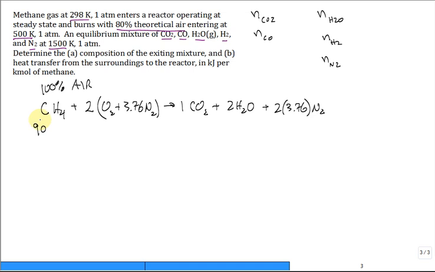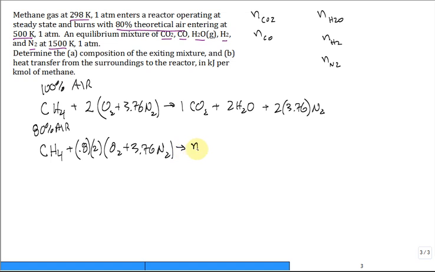Now modify it for 80% theoretical air, and leave the amount of fuel coming in the same. Well, you get 0.9 times 2 times O2 plus 3.76 N2. Isn't that? It's 0.8, sorry. It's 0.8, right? 80%? Is that good now? Thank you for the correction. And now we can leave it this way.